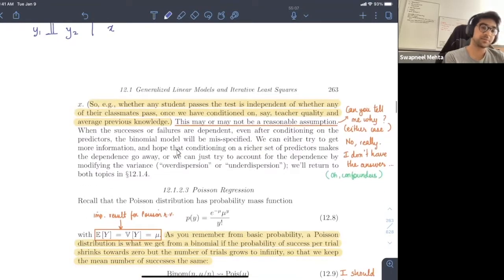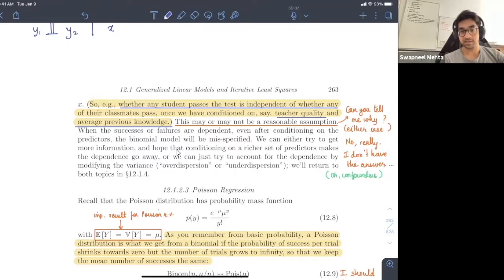Okay, and this might be a good or a bad thing to do. It varies on the setup. So what we're trying to say is something like a student passing a test is independent of any other factors other than teacher quality and average. Sorry, I misrepresented myself. What we're trying to say is one student passing is independent of another student passing, given that they have the same teachers and all of the factors, like that implication. So conditioned on teacher quality and average previous knowledge, they are independent.